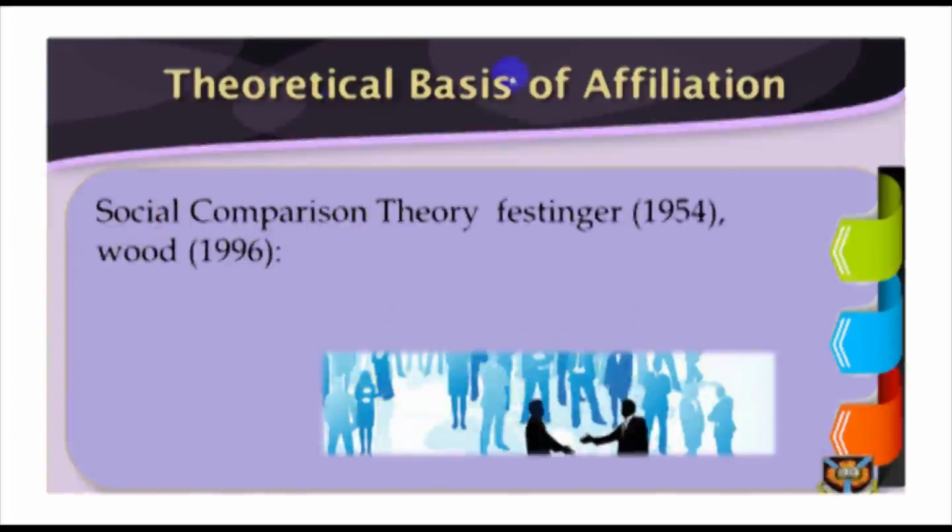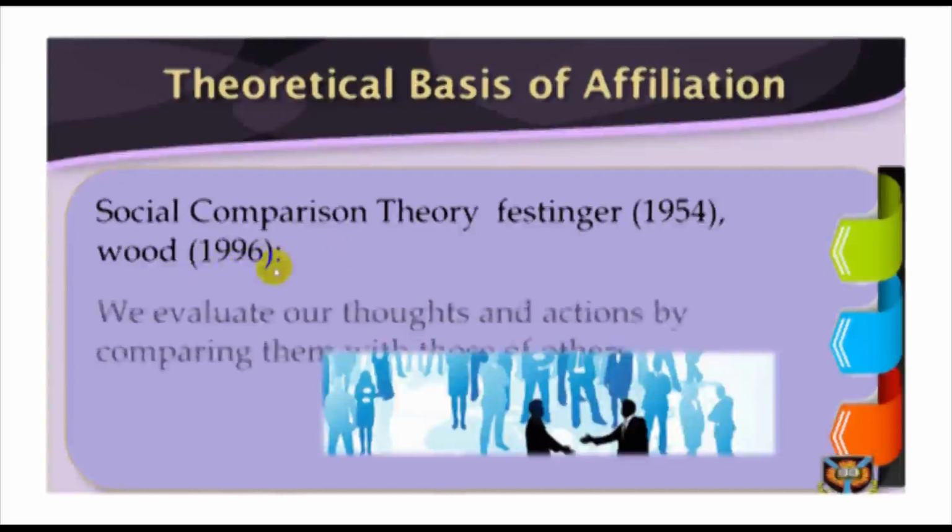Theoretical basis of affiliation. Social comparison theory. Festinger, 1954, proposed the social comparison theory. The theory states that we evaluate our thoughts and actions by comparing them with those of others. In the words of Festinger, human beings have a strong need to have accurate views both about our social world and about ourselves.